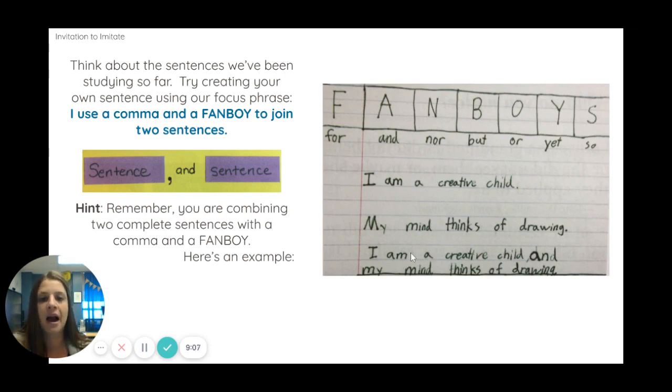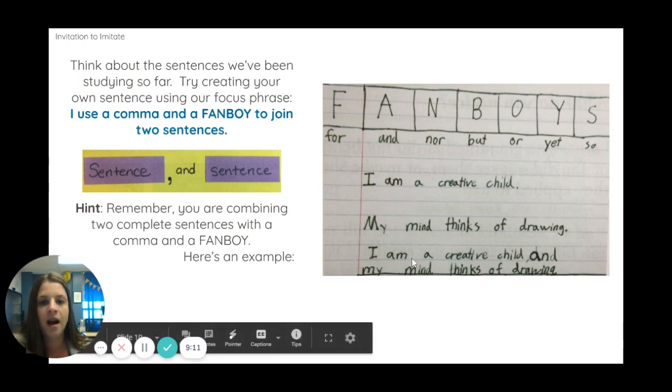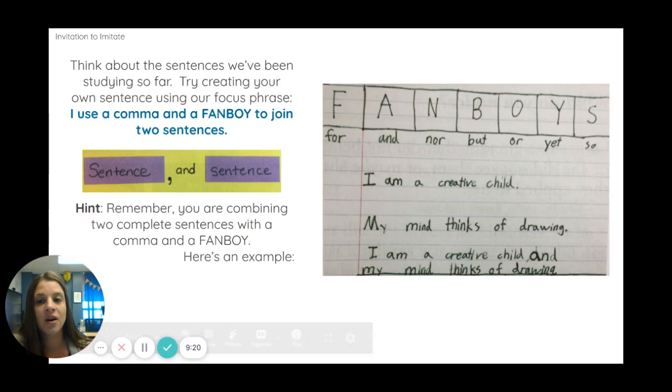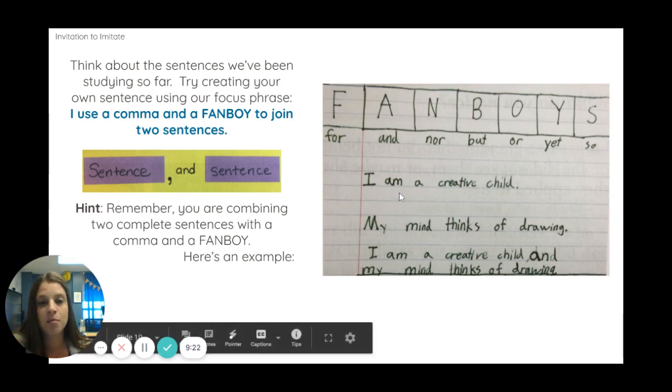So let's look and see how my friend combined them using a comma and a fanboy. I am a creative child, comma, and my mind thinks of drawing. So writers, I invite you to pause the video and give this a try. You might start with two complete sentences first, and then combine them with that comma and whichever fanboy you choose. Go ahead and pause and give that a try.